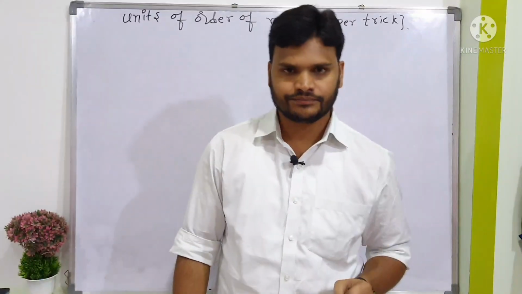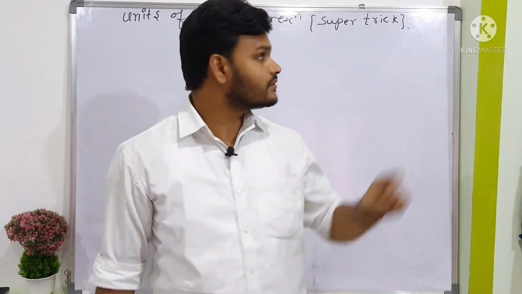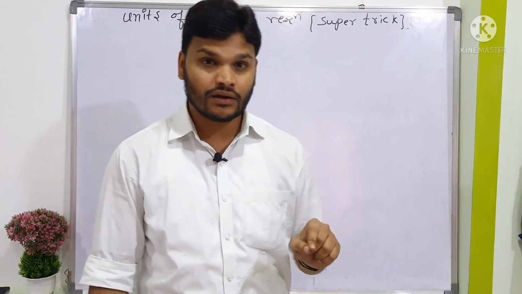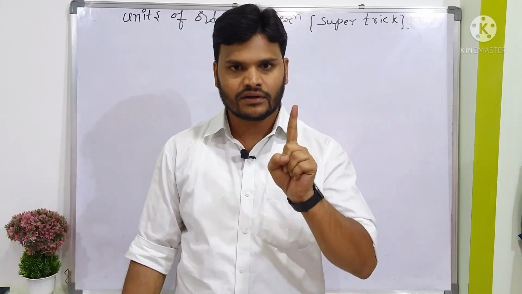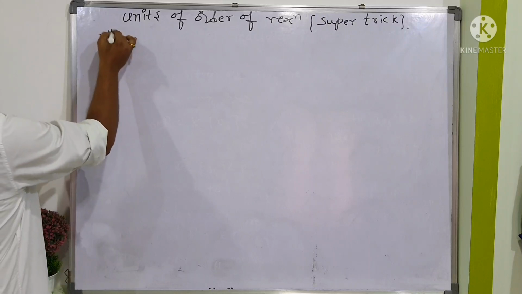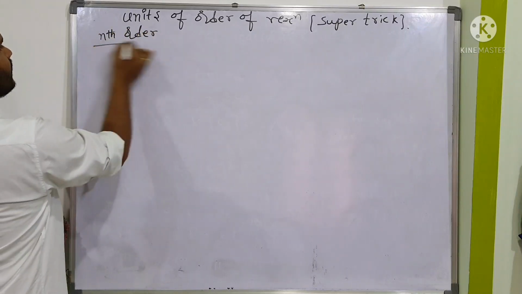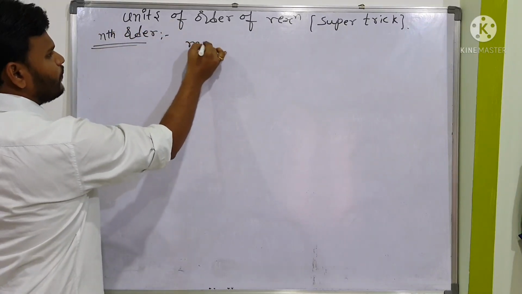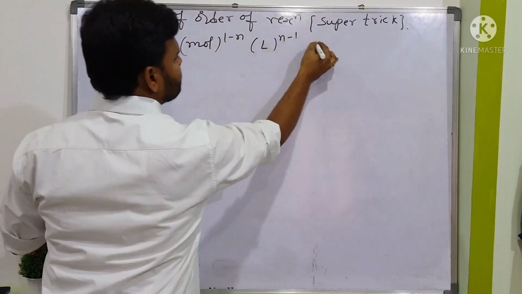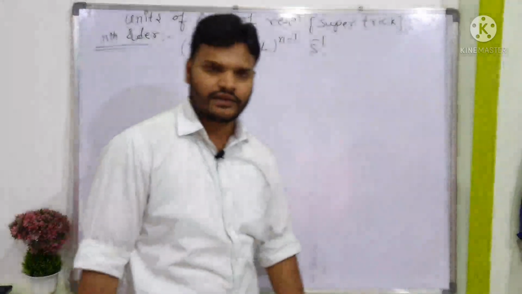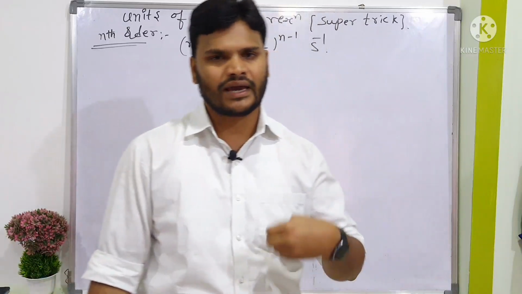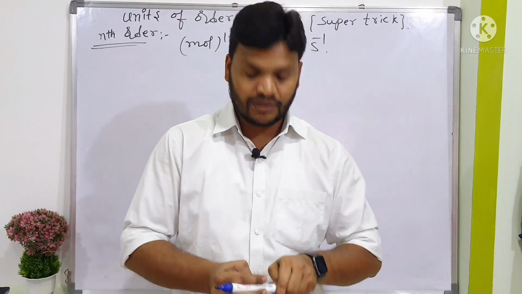Okay students, next, units of order of reaction. Super trick. Suppose in the examination you get a question: what is the unit of nth order reaction? For nth order, this is the formula: mol^(1-n) L^(n-1) s^-1. Clear? You just remember this one. Then automatically you can find out the unit for any order.